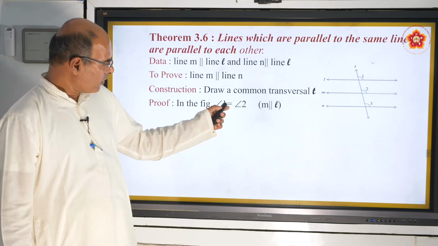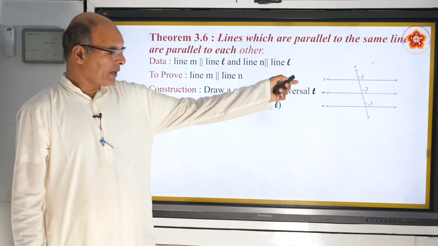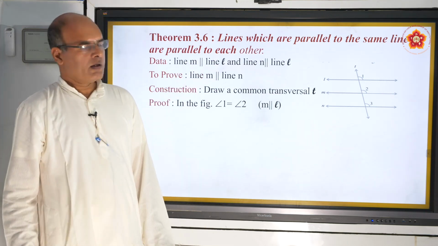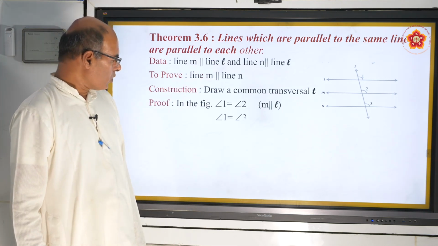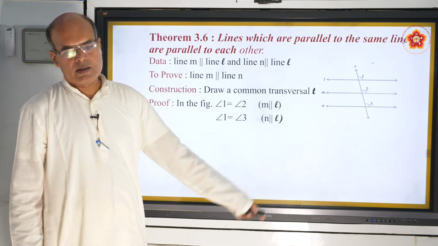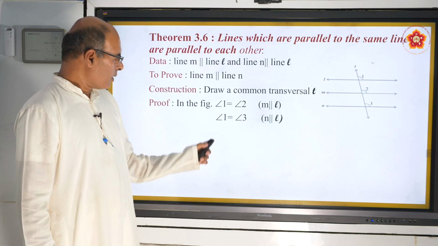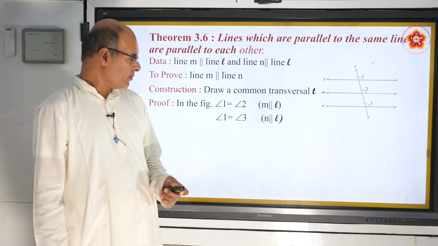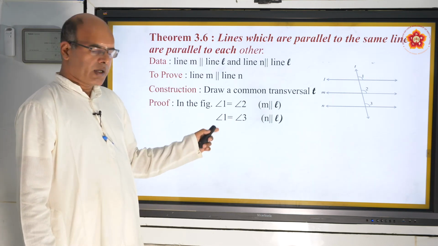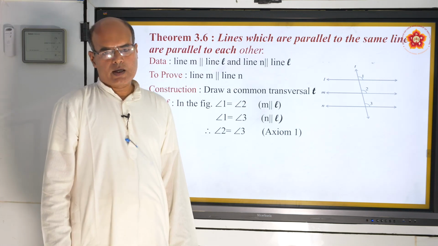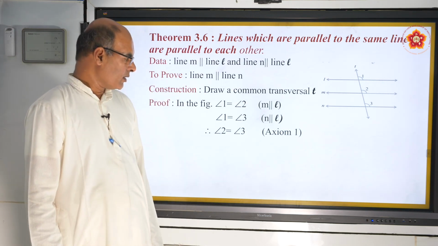So in the figure, angle 1 is equal to angle 2 because M is parallel to L, which is given here. Similarly, angle 1 is equal to angle 3 because N and L are parallel, which is given here. So compare these two: things which are equal to the same thing are equal, the first axiom. Both are equal to angle 1. Therefore, angle 2 is equal to angle 3.